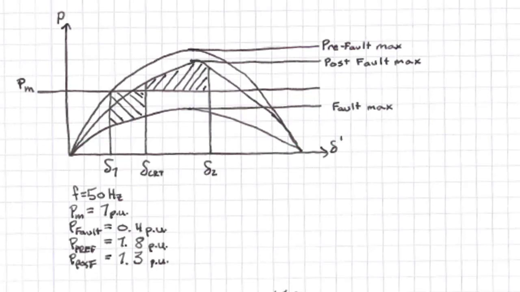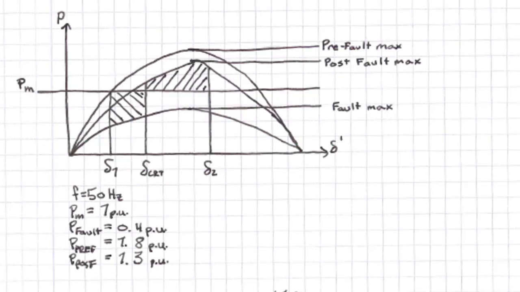On this graph, we have 2 more curves as well. We have our post-fault maximum power and our during fault maximum power. For this calculation, we will need to verify that the area from PM to the fault maximum curve from angle delta 1 to delta critical is equal to or less than the area under post-fault max to PM from angle delta critical to delta 2. This sounds a little complicated, but it's really not so bad.